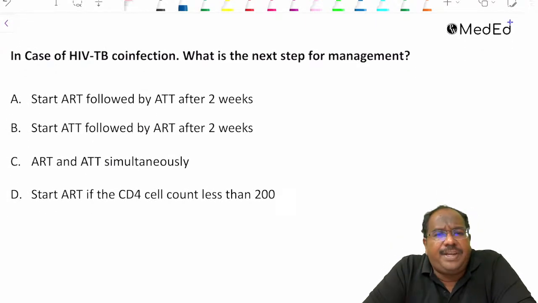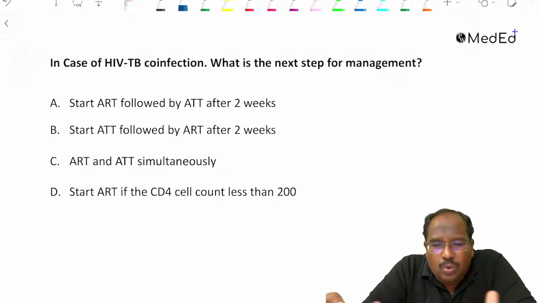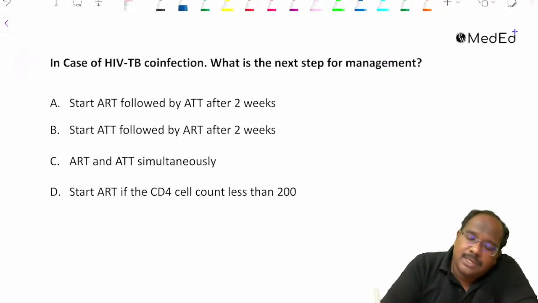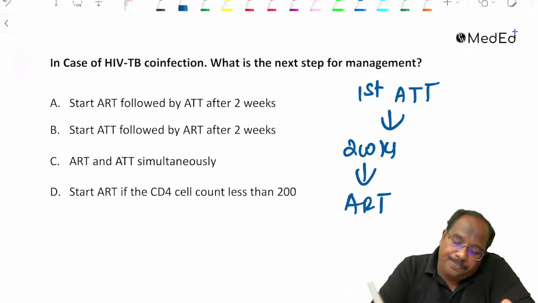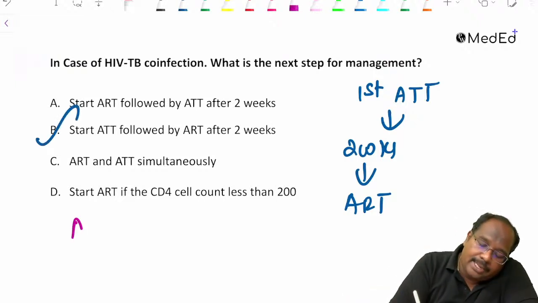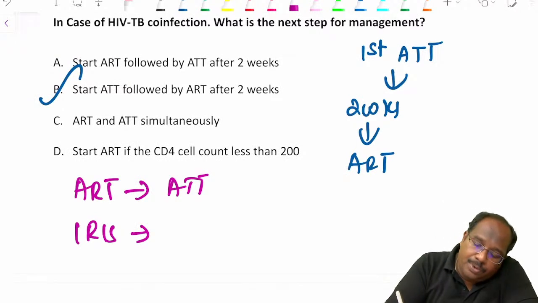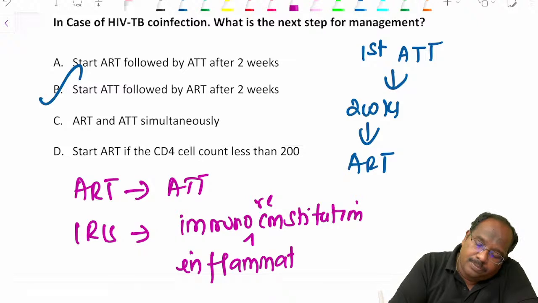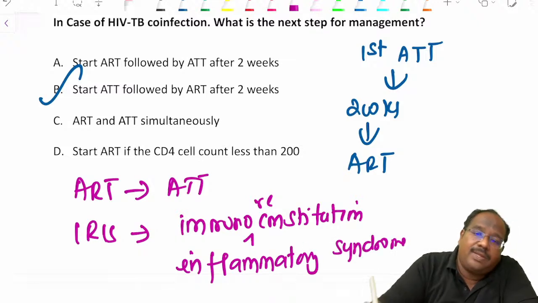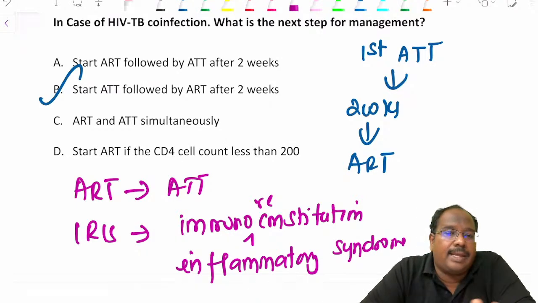In a case of HIV/TB infection, what is the next step? Usually, with an infection, what do we give first? So first we start with ATT, then after 2 weeks, ART. So what is the answer here? If you give ART first and then ATT, it can go for IRIS. What is IRIS? Immune reconstitution inflammatory syndrome. That is why we have to start with ATT. After 2 weeks, you can go for ART.